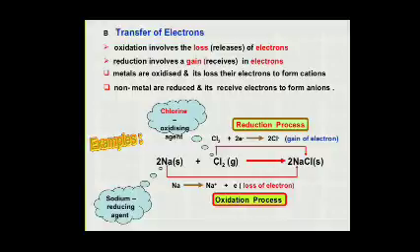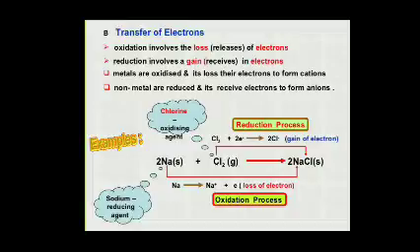Oxidation involves the loss of electrons. Reduction involves a gain in electrons. Metals are oxidized; they lose their electrons to form cations. Non-metals are reduced; they receive electrons to form anions.